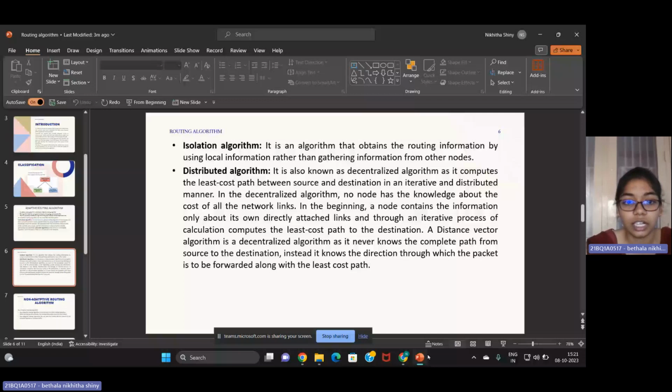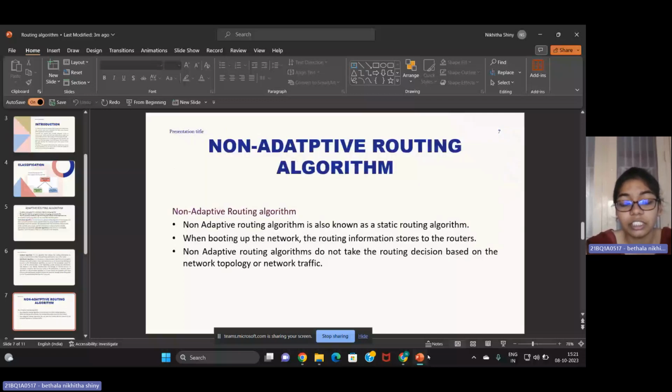Non-adaptive routing algorithm. The non-adaptive routing algorithm is also known as the static routing algorithm. When booting up the network, the routing information is stored in the routers. Non-adaptive routing algorithms do not take routing decisions based on network topology or network traffic, but adaptive routing algorithms take decisions based on the network topology or network traffic.